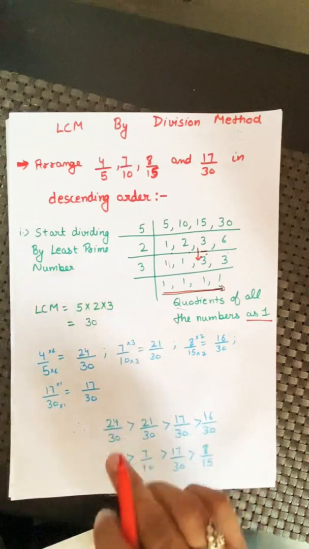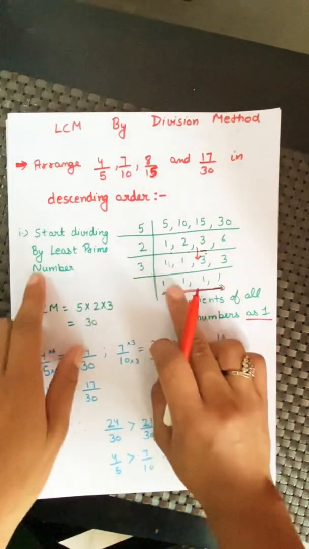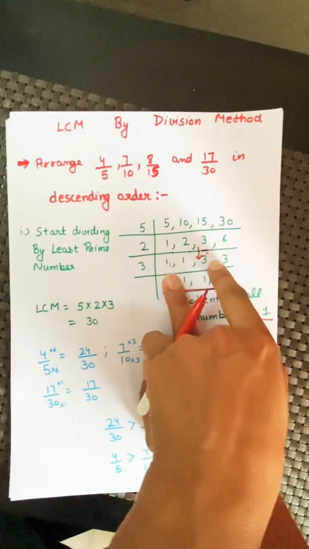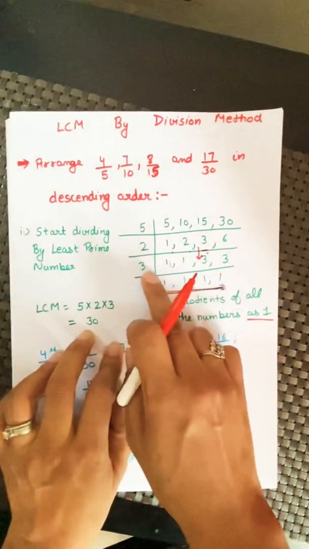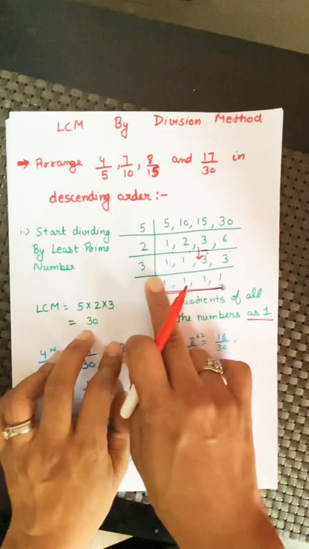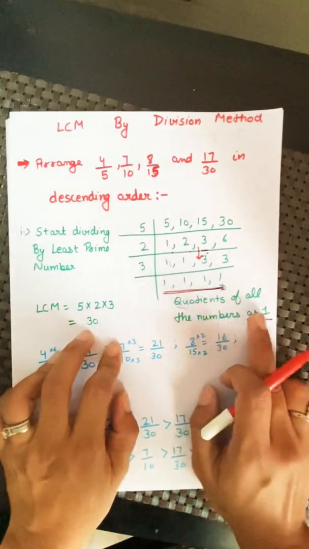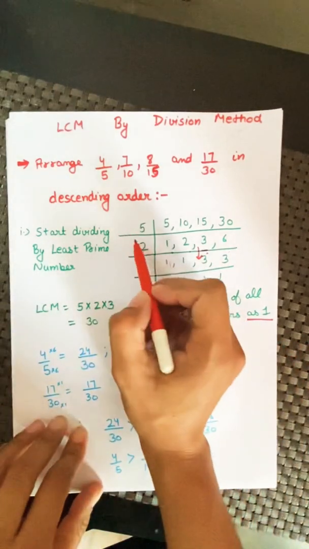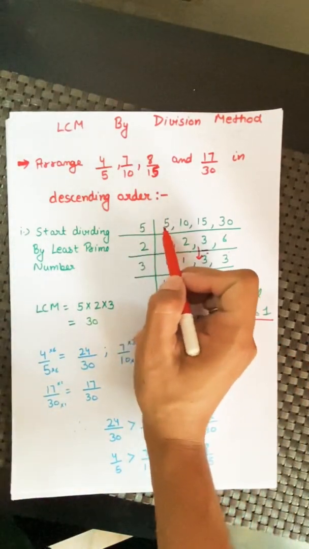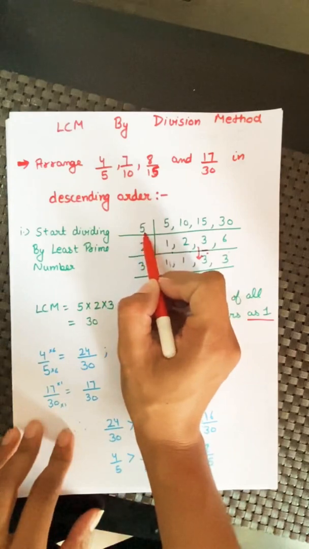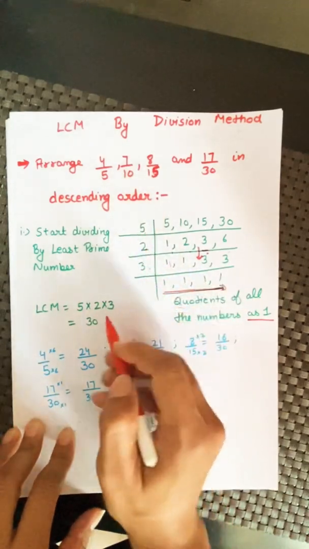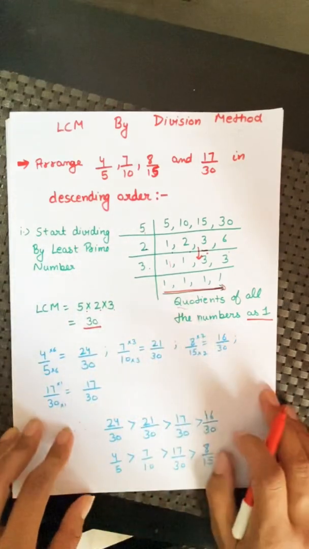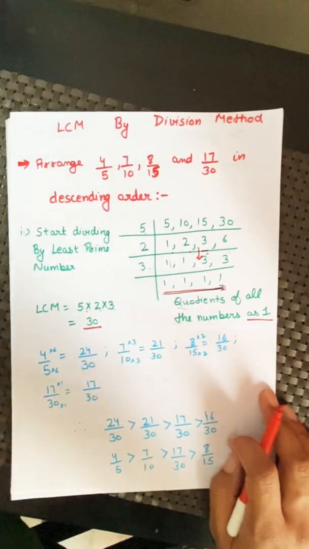So our rule is, I repeat again, first start dividing by the least prime number, whatever number is not divisible, just write it as it is, and then again start dividing. We have to repeat this process until we get the quotients of all the numbers as 1. So now for LCM what we do is multiply all the divisors, like 5 into 2 into 3, that is 5 into 2 into 3 we get 30. Okay, I think LCM is clear.